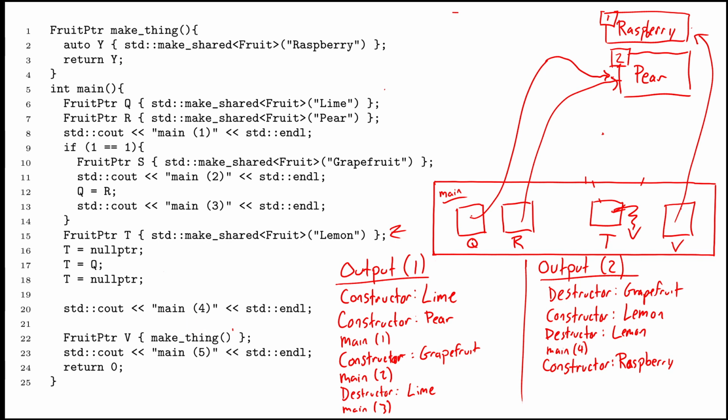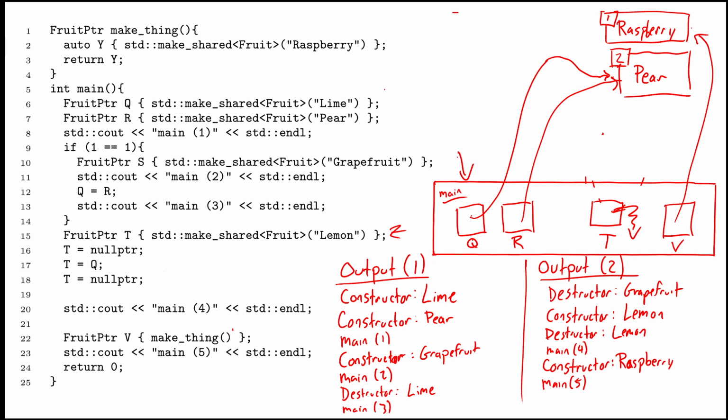All right, so back in main, v now points to the object that has the name raspberry. I now print, and I guess nothing else needs to happen. And so now I print out main 5, and I've got to try and cram in 2 more lines of output here. Now main ends. And so I destroy all of the variables in main. I call the destructors for everything physically inside of main.